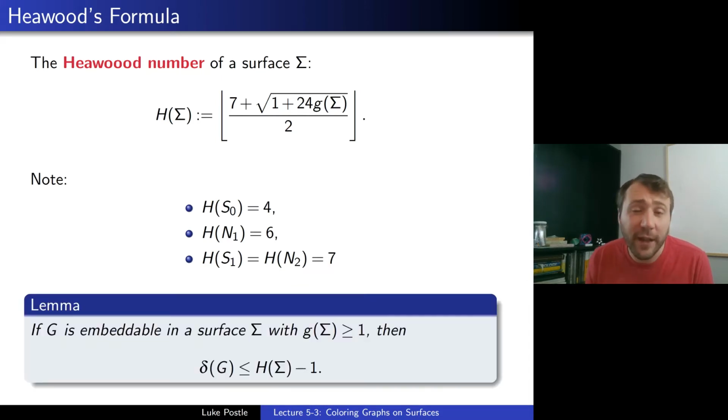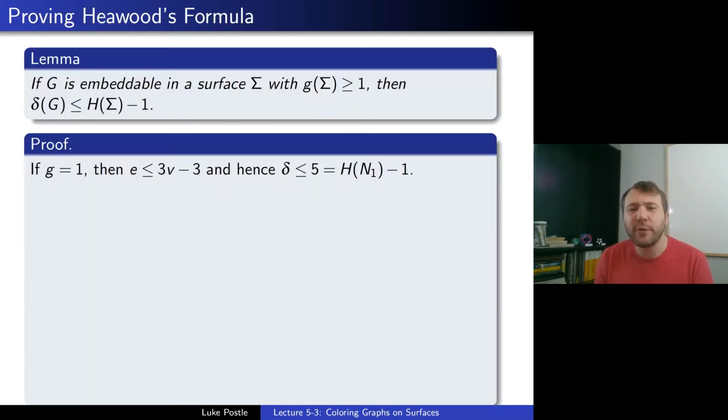And to prove Heawood's formula, we'll prove this nice little lemma: if G is embeddable in a surface sigma with the Euler genus g of sigma at least 1, then the minimum degree is at most the Heawood number minus 1. So let's prove this lemma.